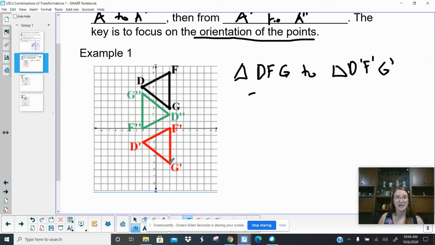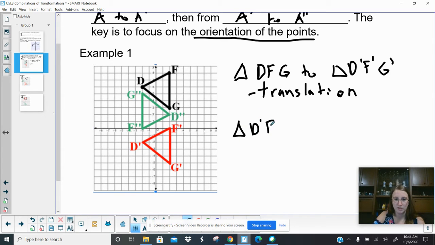That's what we mean by saying orientation. F is on top, then D is to the left, and G is below. So this is guaranteed to be a translation if the points stay in the same orientation. Let's try the next one.